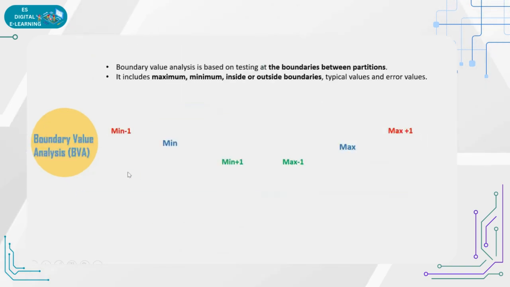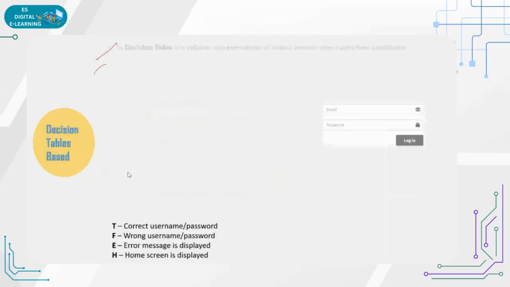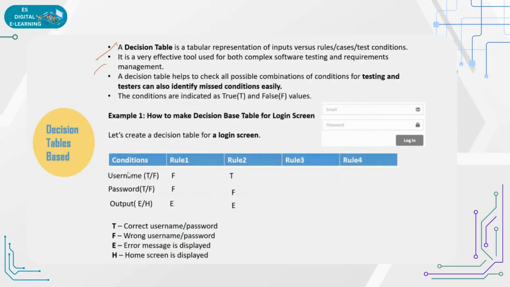Next is boundary value analysis. Boundary value and equivalence partitions are fine with the examples and definitions. You can give that.